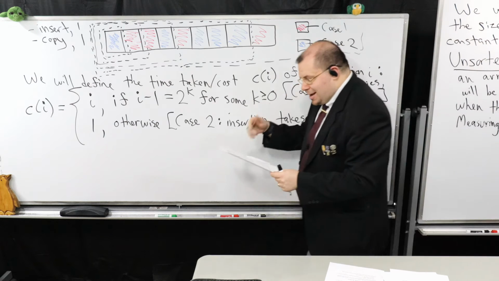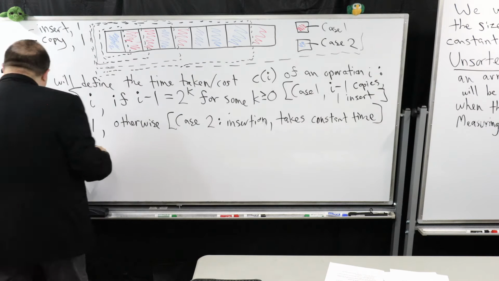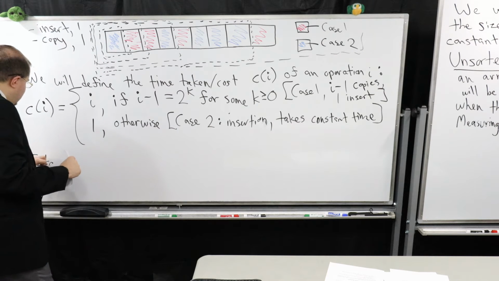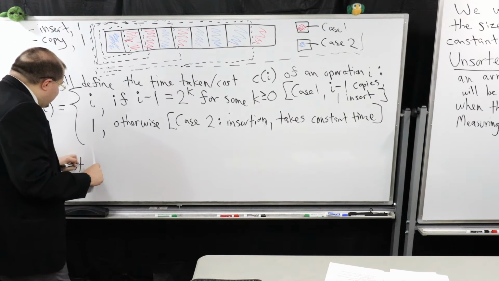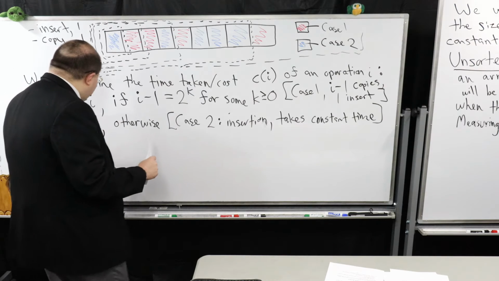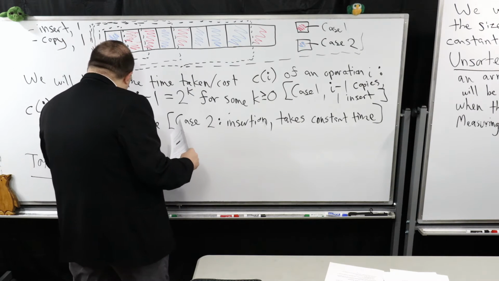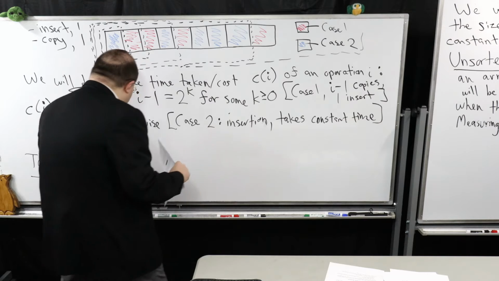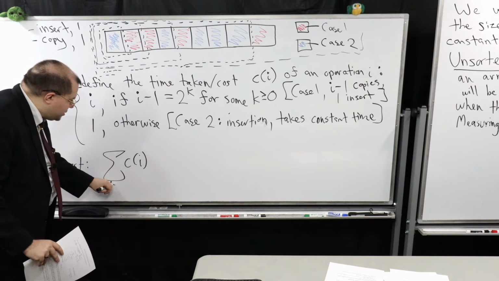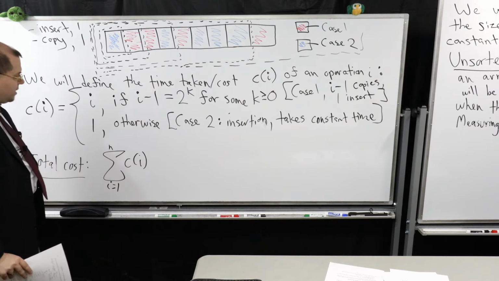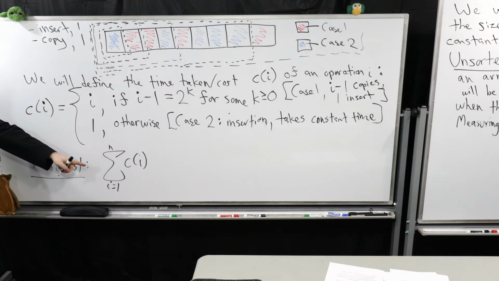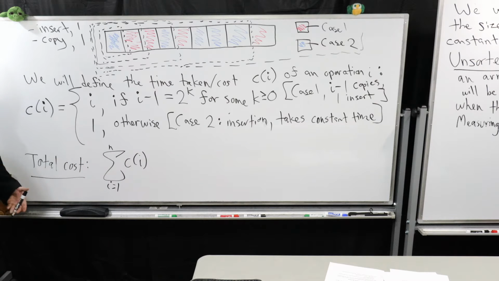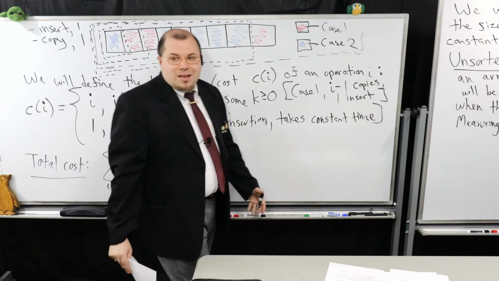Now, remember, like I said, if I want to figure out that total cost, well, that's simply going to be the sum over all my costs, right? Where I start at operation 1 and I go up to operation n. So if I could figure this out, and then I could just divide that by n, we're done, right? That's all I have to do.